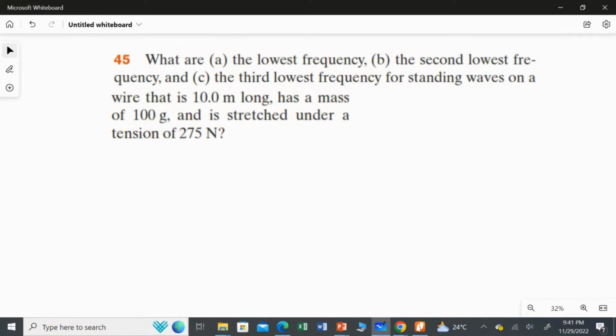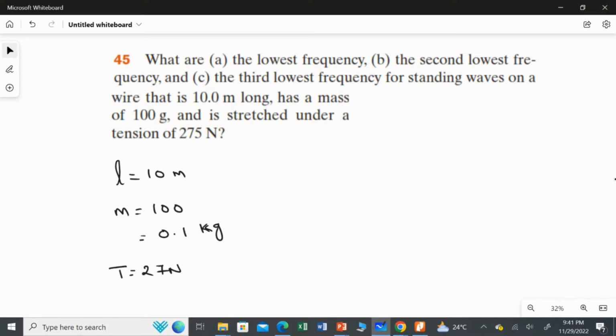So here you have a wire, and the length of the wire is 10 meters. The mass of the wire is given as 100 grams, so you have to convert it to kilograms, which is 0.1 kilogram. And the tension applied to the wire is 275 newtons. Now you have to answer three questions.